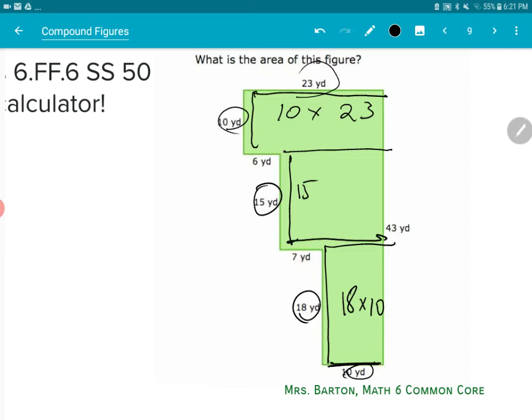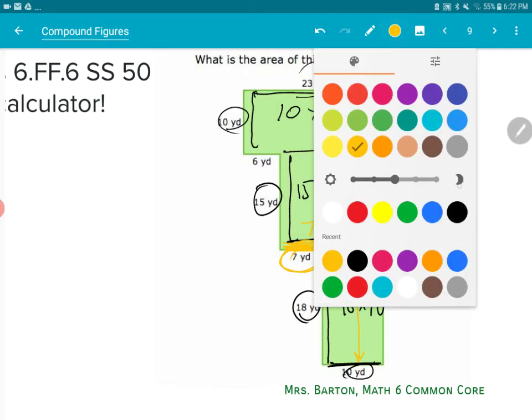But now, what about this side? Don't get caught. This is not 7 yards along the whole side. Just this little piece right here is 7. So we need to come up with this piece and add it. That piece, look down, it's 10. So this is a 15 by 17.